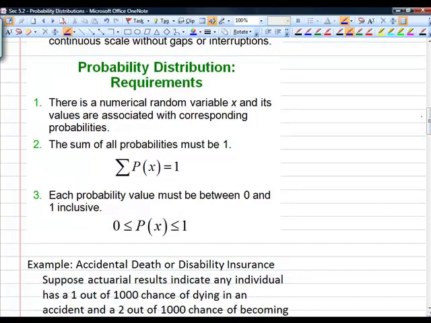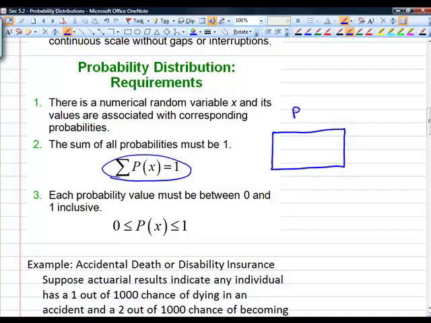Probability distribution requirements. In order to have a valid probability distribution, the sum of all the probabilities has got to be equal to 1. This correlates to the fact that when we had our Venn diagrams, we said that the rectangle represented our sample space. We said the probability of our sample space was equal to 1 because the sum of all possible outcomes has to be equal to 1. Also, probabilities have values only between 0 and 1. So you can't have negative probabilities. You can't have a probability greater than 1.